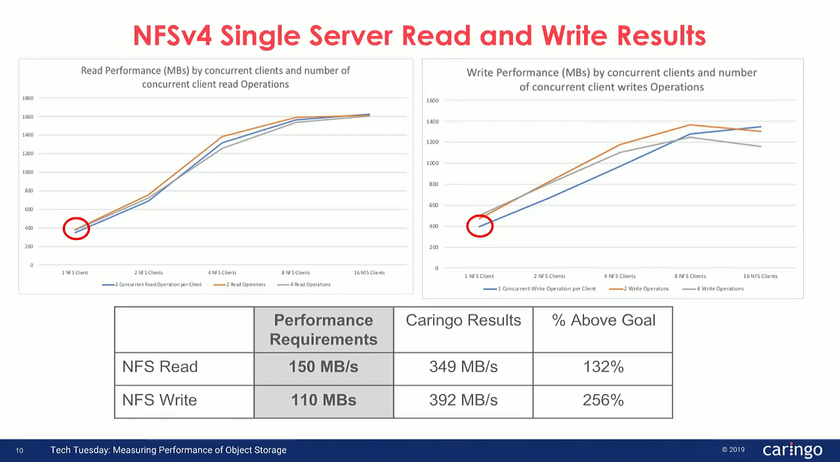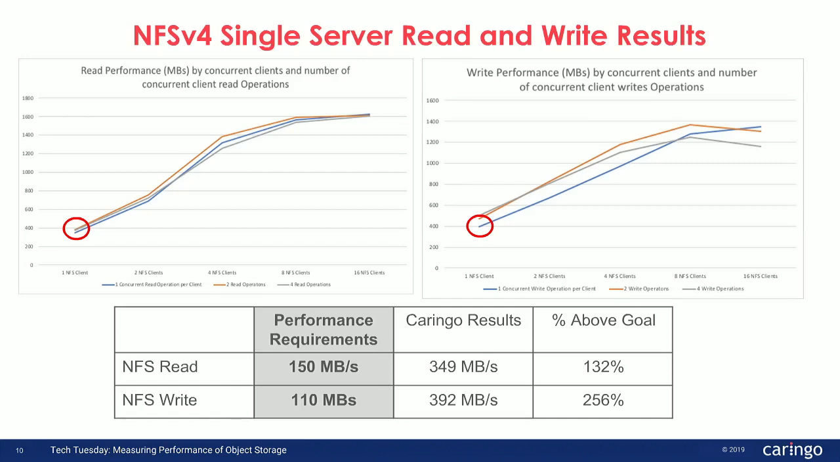That was 349 megabytes per second. But the best multi-operation result came from 8 physical NFS clients running 1 DD operation per client. So it had 8 concurrent 10 gigabyte reads, and that resulted in 1,562 megabytes per second, which averages out to 195 megabytes per second per read operation.